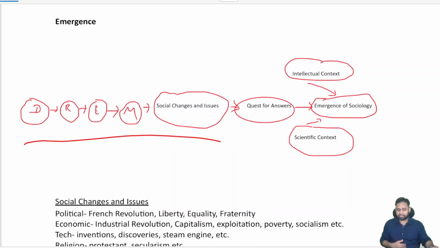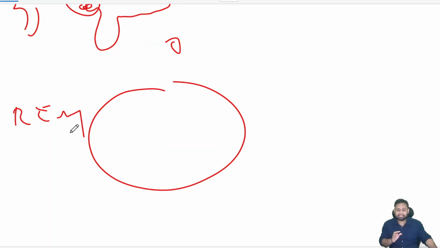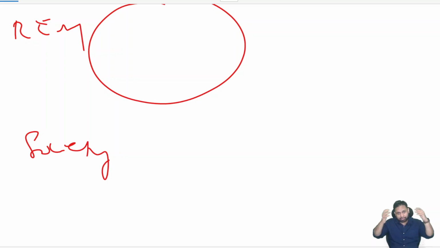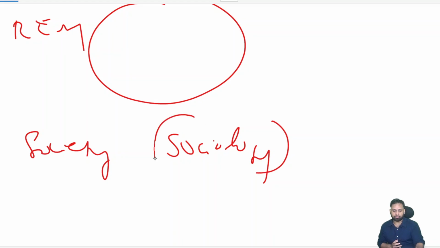The quest for answers: we wanted a subject which can talk about society. Politics talks about the state and power in the conventional sense, economics about production. We wanted a subject which talks about society, and it should have concrete principles which can be applied across the globe, similar to science. That is why we have this word sociology. I hope you understood.